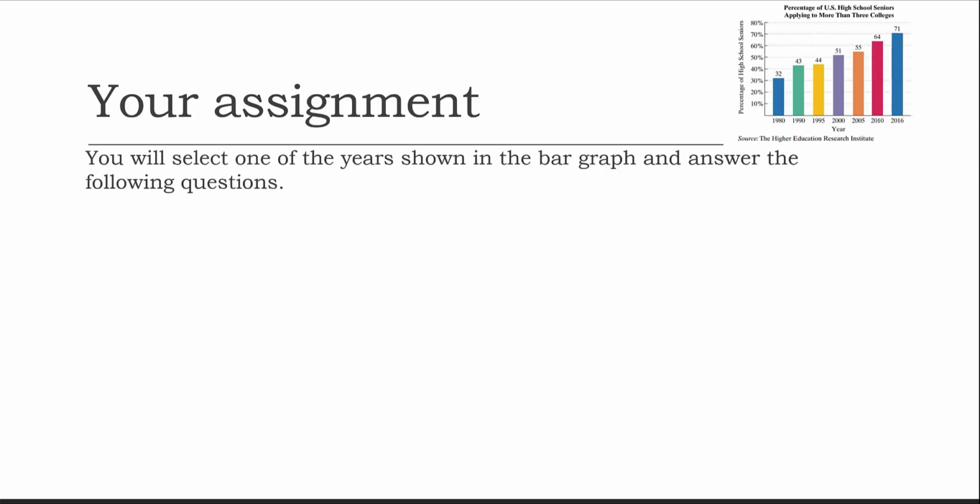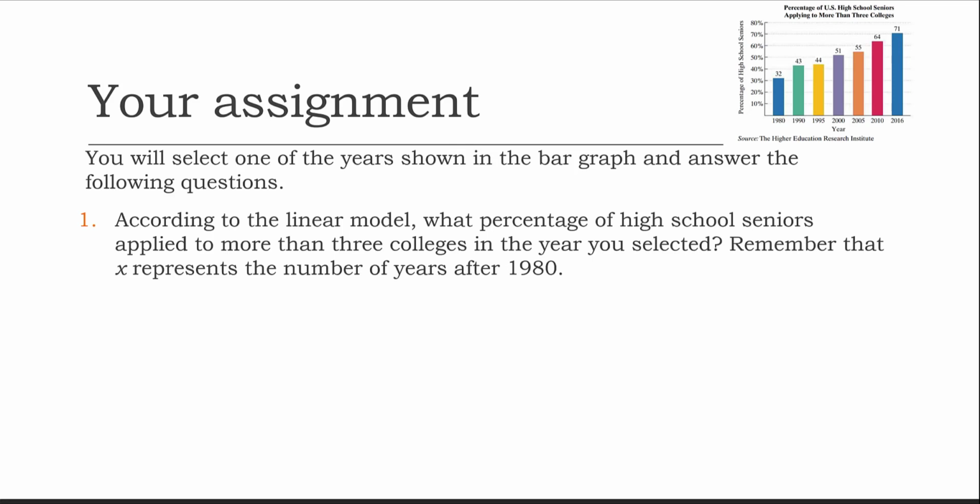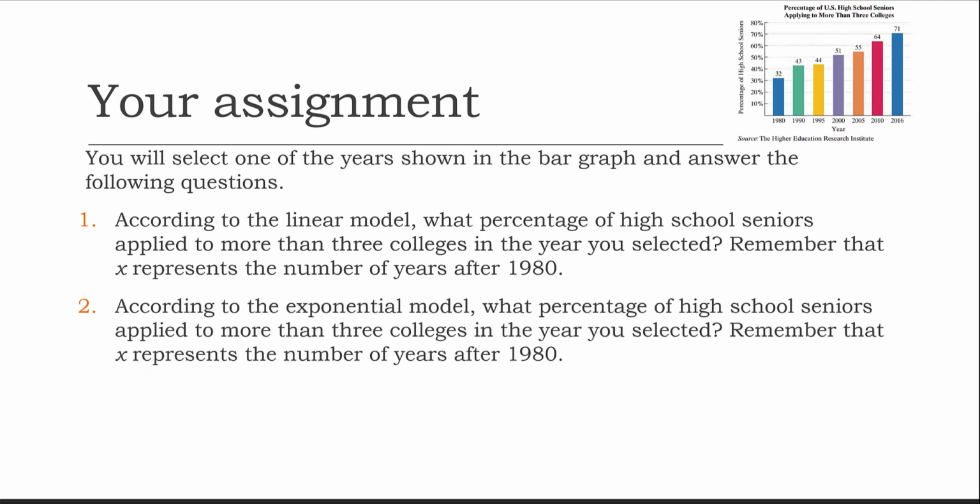So your assignment, you're going to select one of the years shown in the bar graph, and you're going to answer the following questions. According to the linear model, f of x, what percent of high school seniors applied to more than 3 colleges in the year you selected? Remember, x represents the number of years after 1980. So you're going to have to calculate the value of x for the year that you selected.